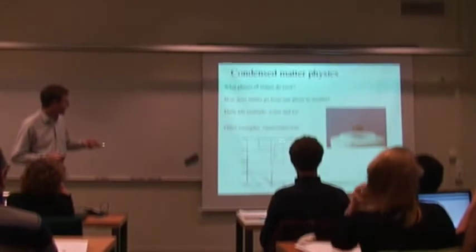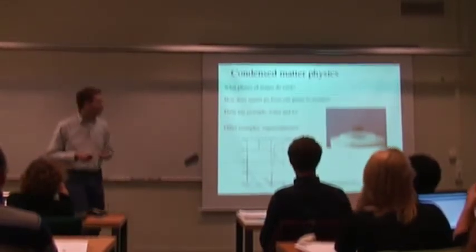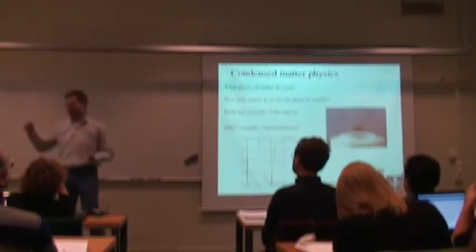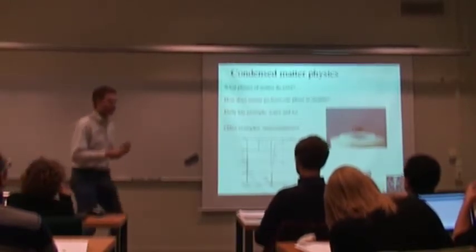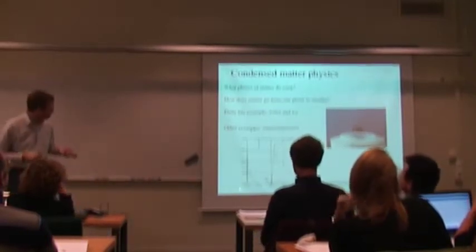What they found is that when they cool down a piece of lead, which is a normal metal, then all of a sudden, when they got to about 4 degrees above the lowest temperature that is possible, the resistance completely disappears. And so this was their discovery of superconductivity.